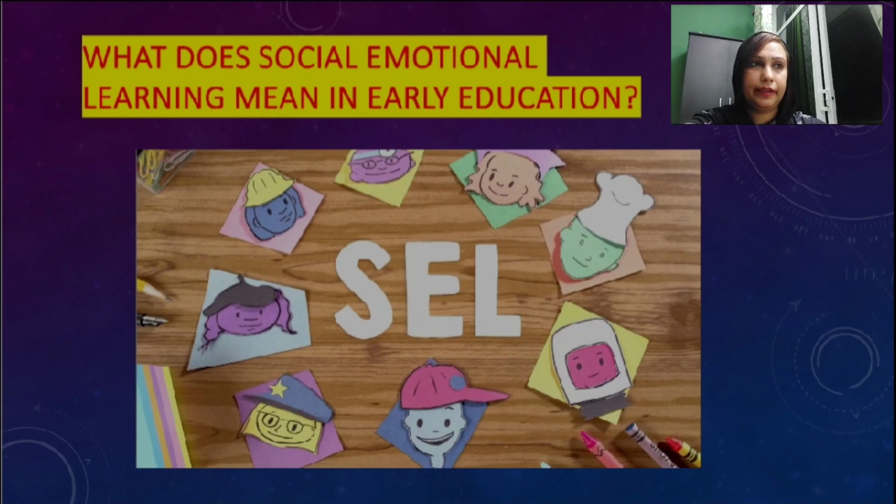Moving on to our next slide, what does social emotional learning mean in early education? Socio-emotional learning, or SEL, refers to our interpersonal skills. It includes skills like self-awareness, impulse control, self-esteem, empathy, friendship, conflict resolution, honesty, responsibility, and gratitude. These qualities are what enable children to build positive relationships.